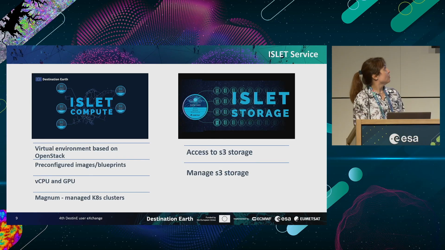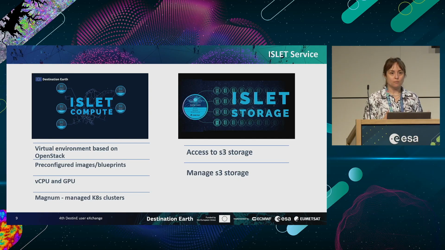The Islet service is for when you want to manage your own environment because you have maybe some complex processing chains that you are bringing from your own work. Here you have a virtual environment based on OpenStack. You have pre-configured images and blueprints. You have Magnum managed Kubernetes clusters. And very importantly, we give CPU and GPU resources. This is particularly interesting in case you are interested in AI/ML applications. Then we have another flavor of Islet, the Islet storage. Here is access to S3 storage. You can manage your buckets, and you can also manage complex access control lists and so on.